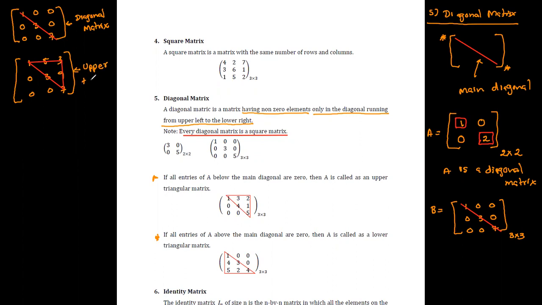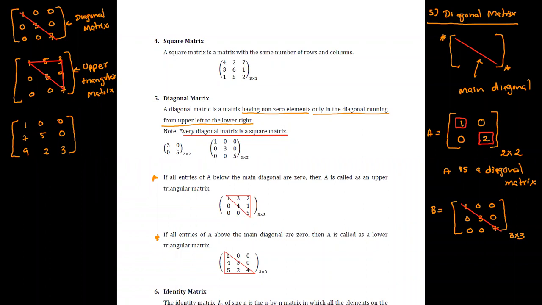We can say this is an upper triangular matrix. And using the same concept, we can define the lower triangular matrix as well. If you are going to define the lower triangular matrix, it would probably be in this way: 1 0 0, 7 5 0, 9 2.